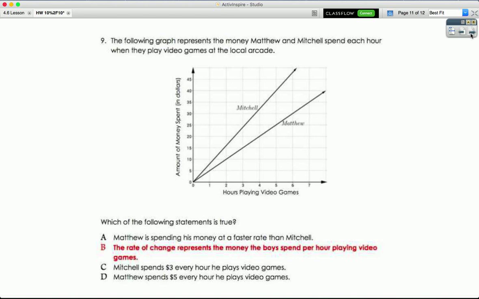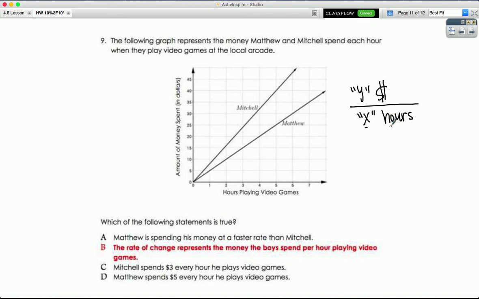At this point, we can see that B is the correct answer. It says the rate of change represents the money the boys spend per hour playing video games. Well, again, remember the rate of change is the change in y, here the y being the money spent in dollars, over the change in x, and on our x-axis, that's the number of hours playing games. So what they said is an accurate representation of what the rate of change would be for this graph.